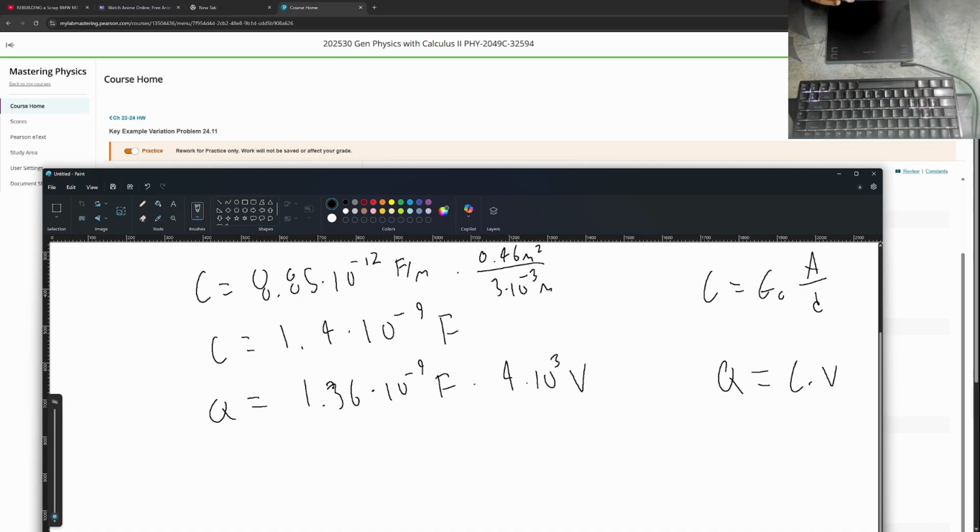So that's 1.36 times 10 to the power of negative 9 times 4 times 10 to the power of 3. And so we get a charge of 5.4 times 10 to the power of negative 6 coulombs.